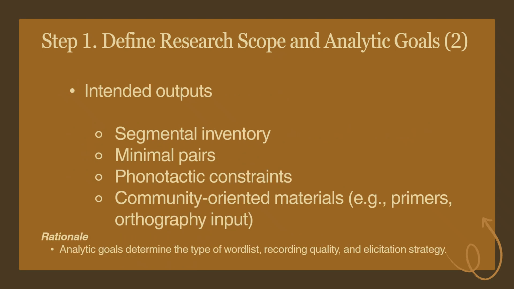This slide continues step 1 by specifying the intended output of the study. These outputs may include a segmental inventory of vowels and consonants, minimal pairs demonstrating phonemic contrast, phonotactic constraints, community-oriented materials such as primers, or orthography input. The key point here is that analytic goals determine methodological choices, including the type of word list, recording quality, and elicitation strategy.